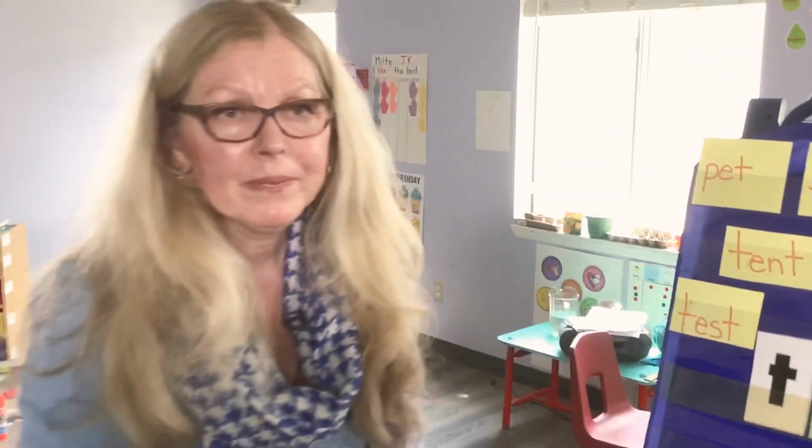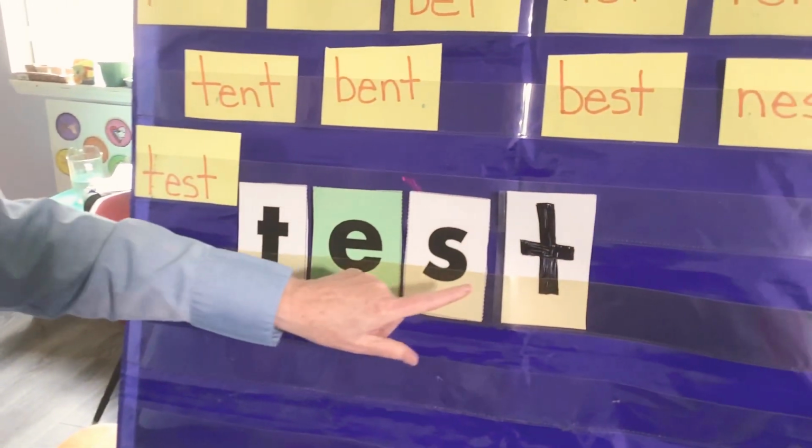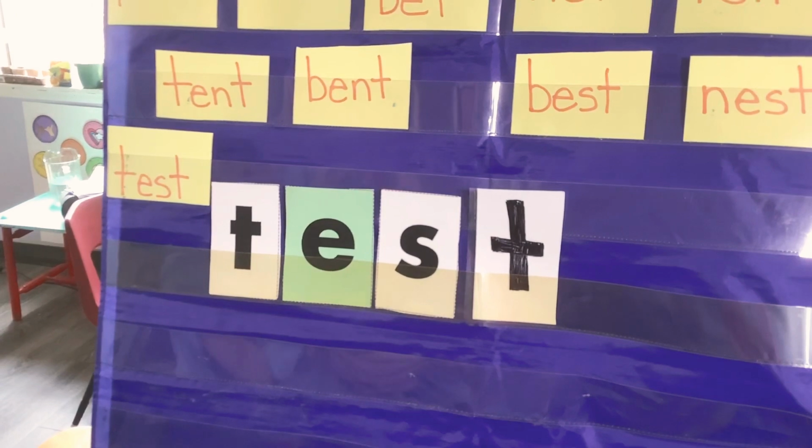Next word. Pest. Sometimes people get ants in their house or even mice, and they call pest control because nobody wants a pest in their house. Having animals in your house that don't belong there is another name for that: pest. Did you change your beginning sound?